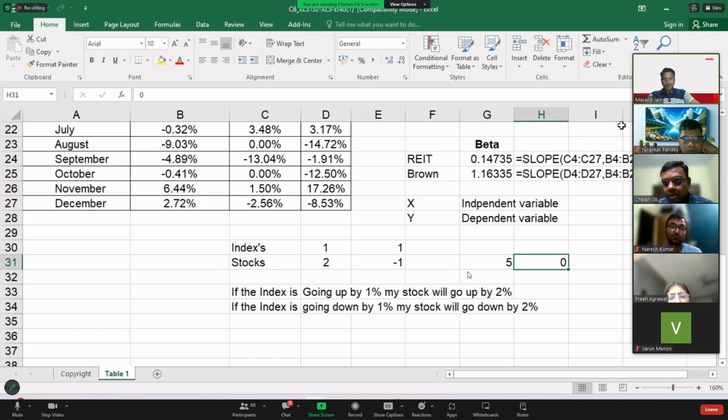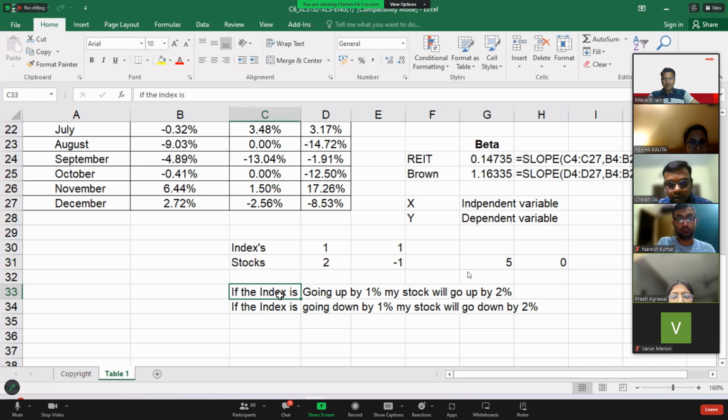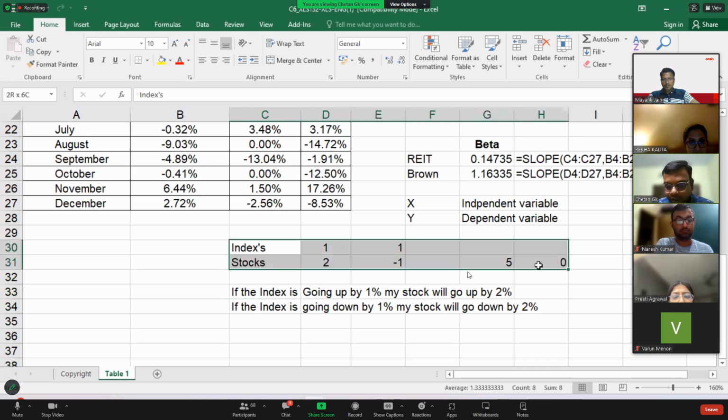So in any case, the index will be 1 only. By default, it is 1. If the index goes up by 1%, the stock will go up by 2%. Is it an assumption? This is as per the concept of beta. I am giving you various examples here.